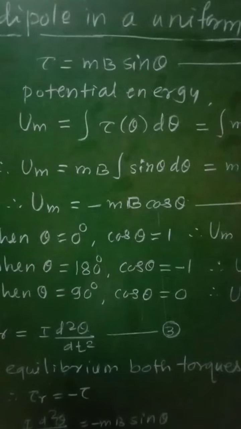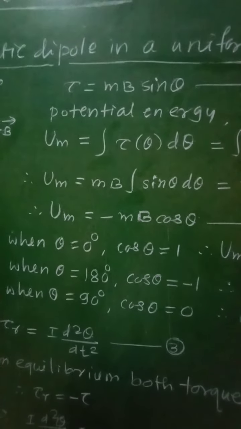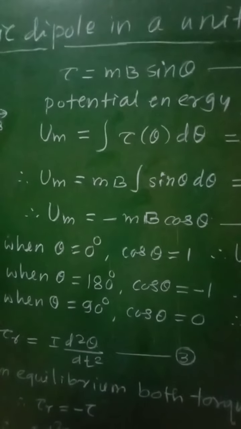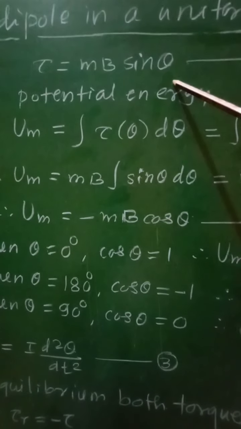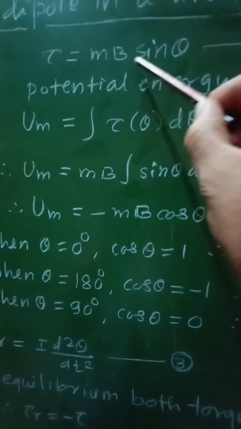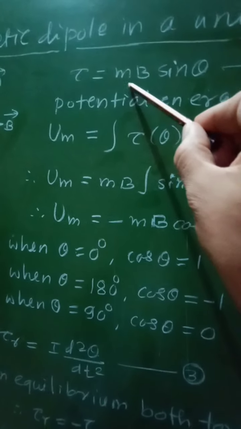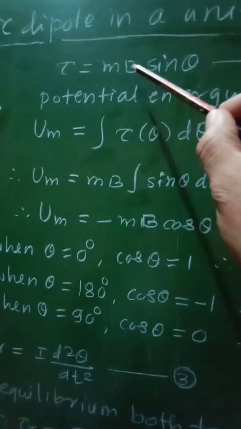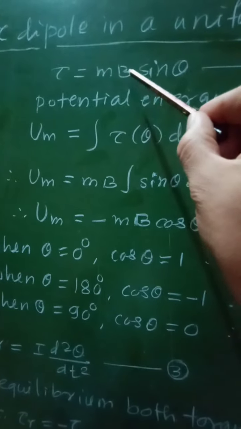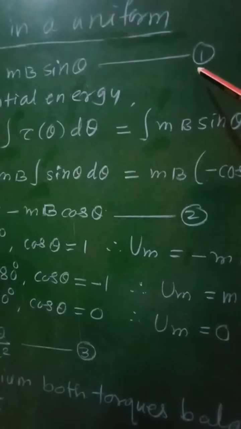Now the torque acting on the bar magnet placed in a uniform magnetic field is given by the formula, that is torque equal to MB sin theta, similar to that of the rectangular coil. For the bar magnet, torque equal to MB sin theta. In this case, M will represent the magnetic dipole moment of that bar magnet, B will be the magnitude of the magnetic field, and theta will be the angle between M and B. So torque equal to MB sin theta, let it be equation 1.